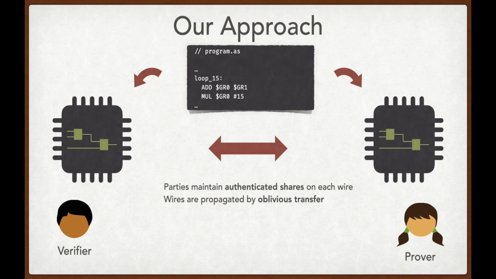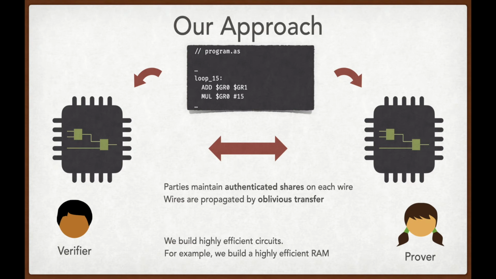I would like to emphasize that while this is happening, the verifier is completely oblivious to the values on any of the wires. His shares do not convey any information about any internal circuit values. Only the prover knows the values on the wires.